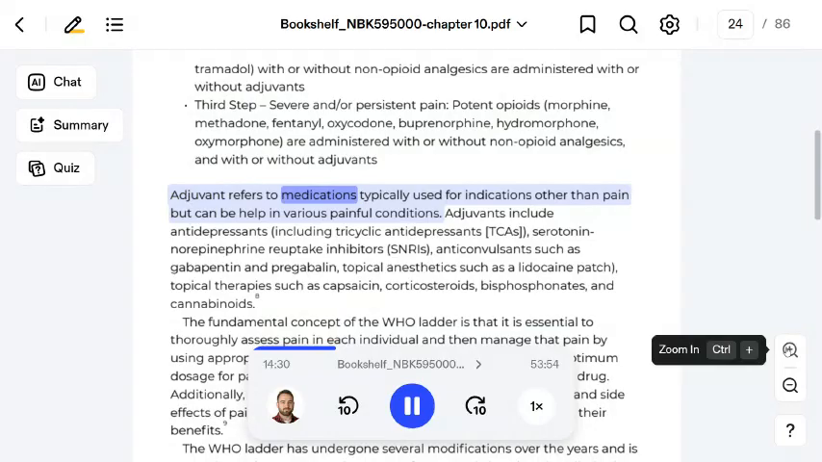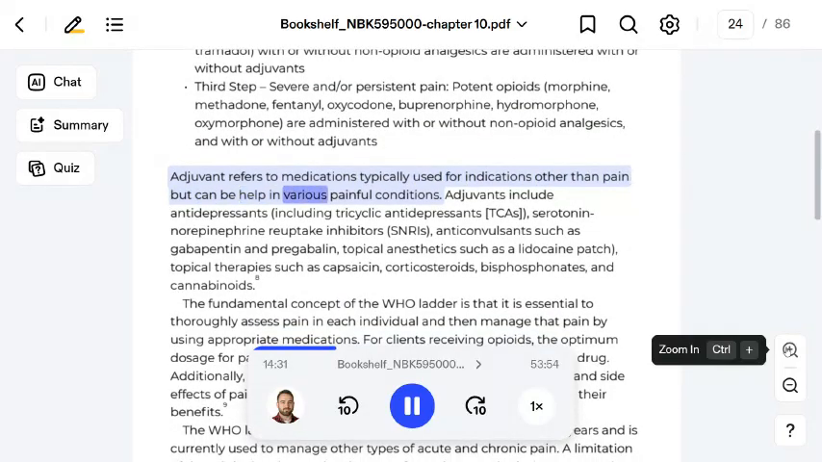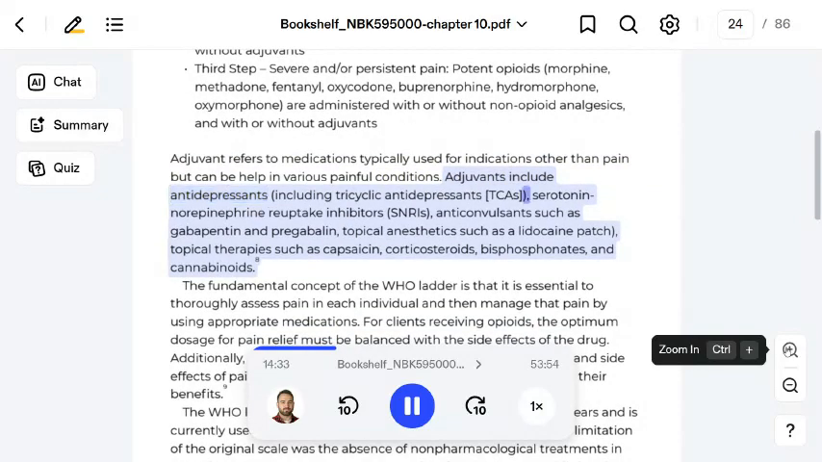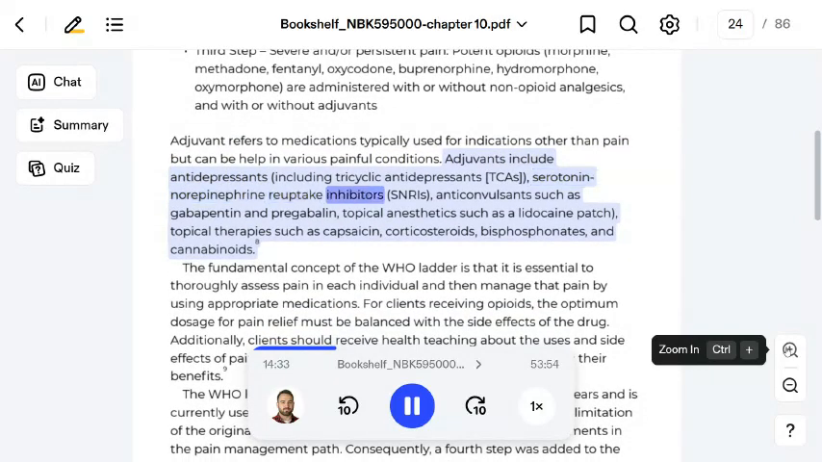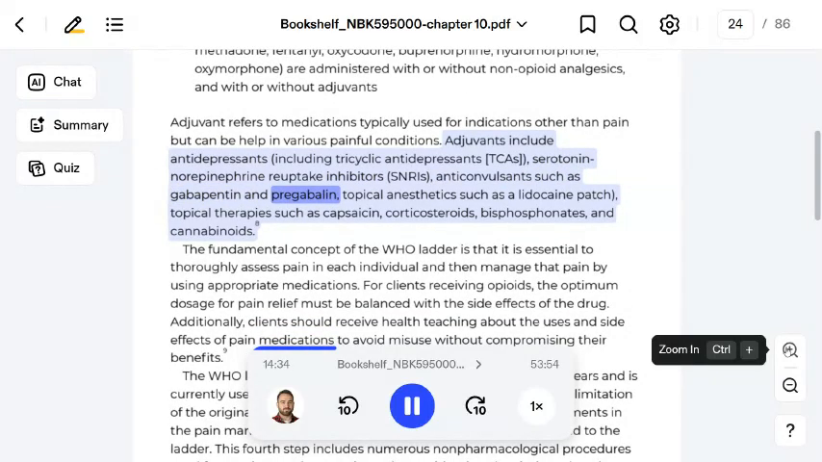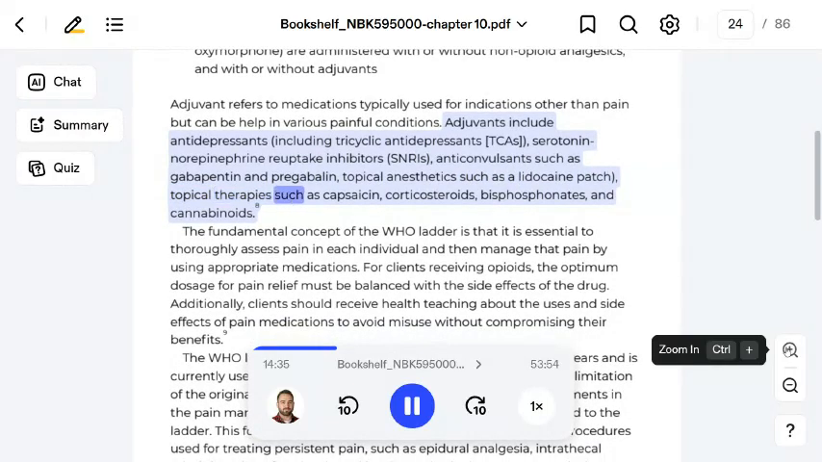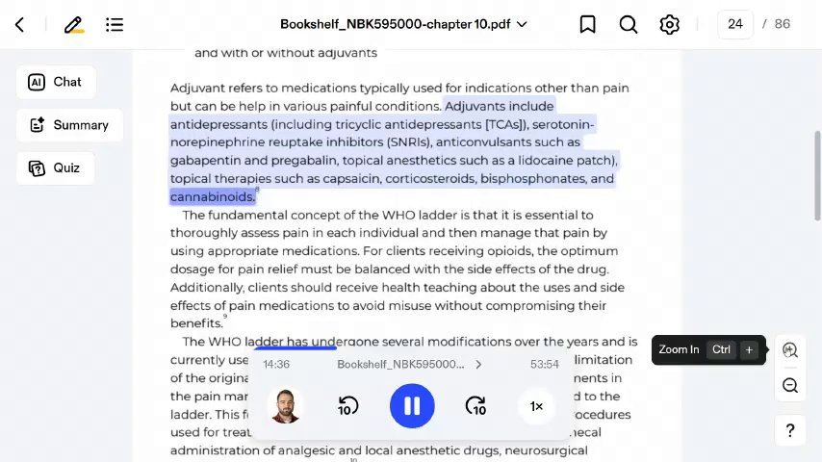Adjuvant refers to medications typically used for indications other than pain, but can be helpful in various painful conditions. Adjuvants include antidepressants, serotonin-norepinephrine reuptake inhibitors, anticonvulsants such as gabapentin and pregabalin, topical anesthetics such as a lidocaine patch, topical therapies such as capsaicin, corticosteroids, bisphosphonates, and cannabinoids.